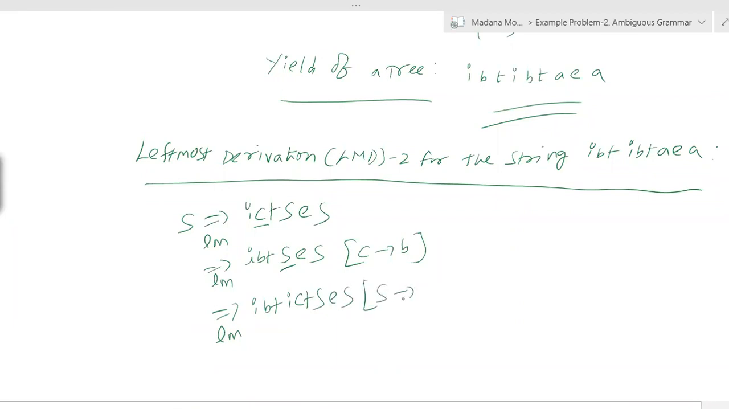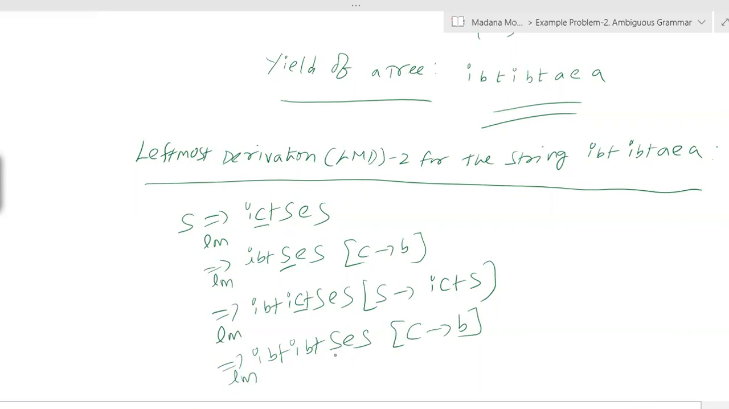Now what is the substitution we used? S derives ICTS. Now here you can see we have three variables C, S and S. The leftmost variable you can replace. C compulsorily is replaced by B only. We don't have any alternative. Now this will become IBTI, now C is replaced by B, IBTSES. Now what is the substitution we used? C derives B. Now we derived the string IBT.